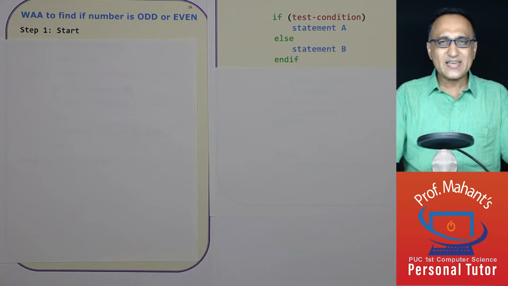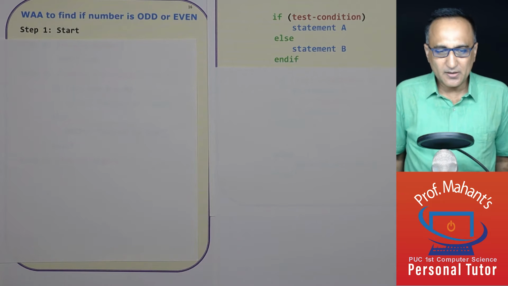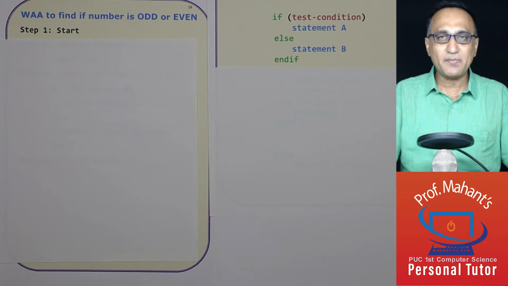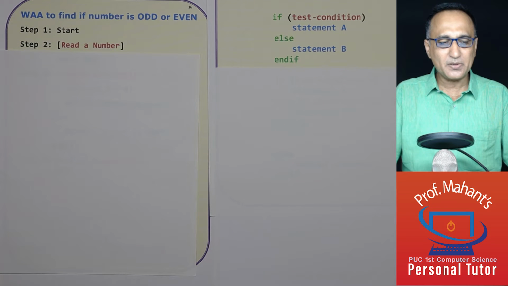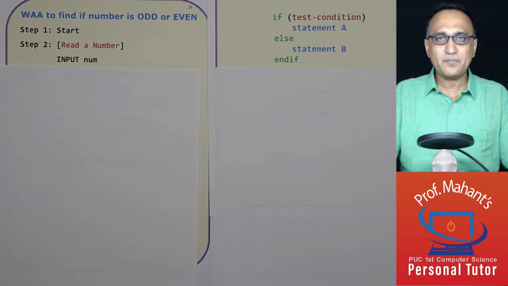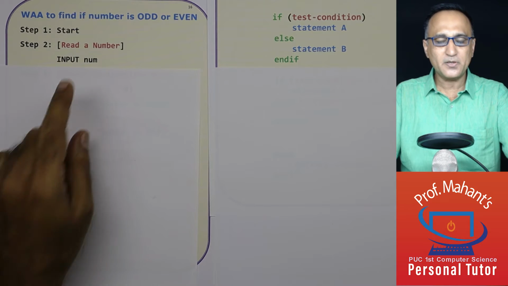So in order to do this, I just require one input number and I'm going to use the mod operator in programming. The mod helps me give the remainder after division. Step 1 is start. Step 2 is read a number or input a number. What do I say? Input num. So when I say input num, whatever number the user has entered is going to be stored in a memory location with the name number.